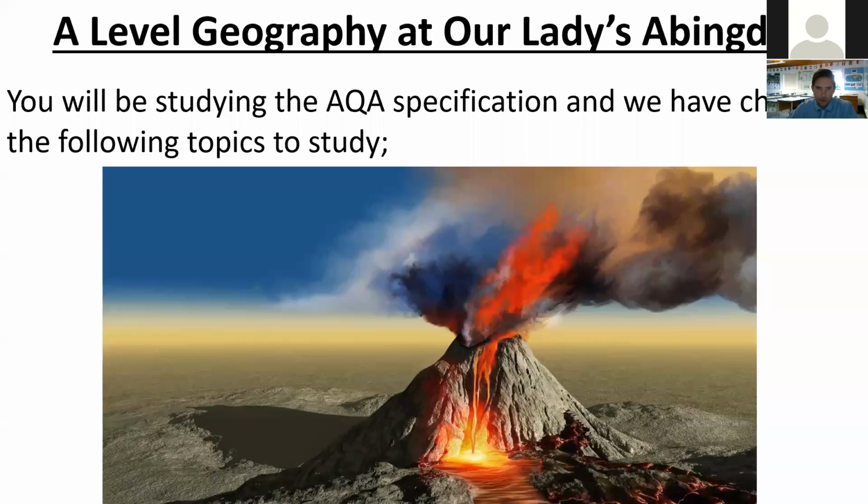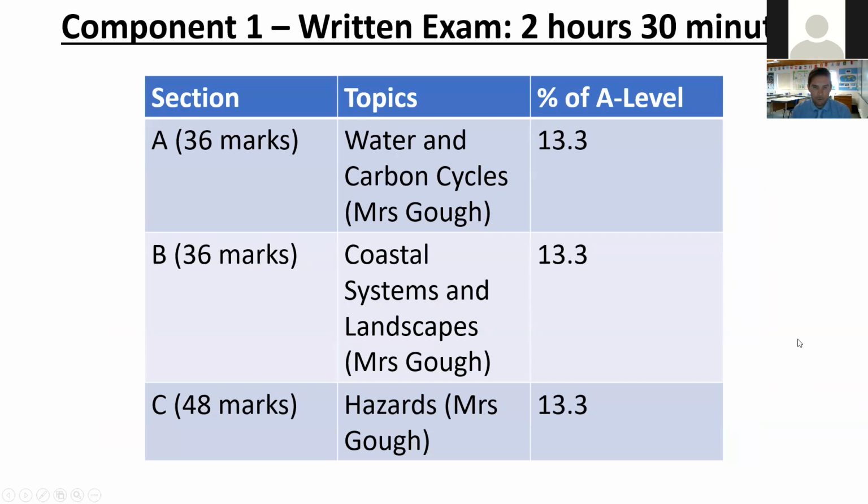Okay. So, as you can see from the presentation, at OLA, we decide to follow the AQA specification. And within the AQA specification, we decide to follow the following topics. Okay, so first topic, component one. So component one is the physical geography paper. It is 2.5 hours long.